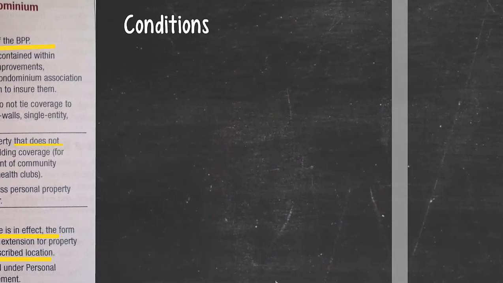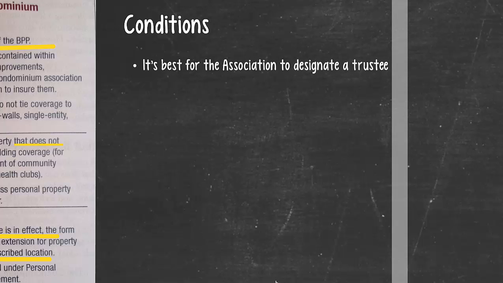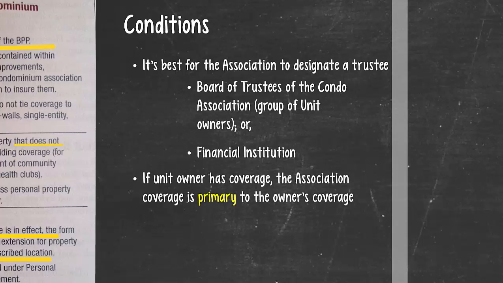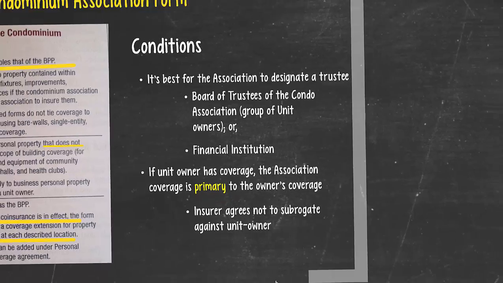Now let's talk about the conditions of the condo association policy. It's best for the association to designate a trustee. A board of trustees of the condo or a group of unit owners is usually the association trustee, or they can designate a financial institution to be the trustee. If the unit owner has coverage, the association coverage is primary to the unit owner's coverage, and the unit owner's is secondary. An insurer agrees not to subrogate against the unit owner in the conditions of the condo association policy.